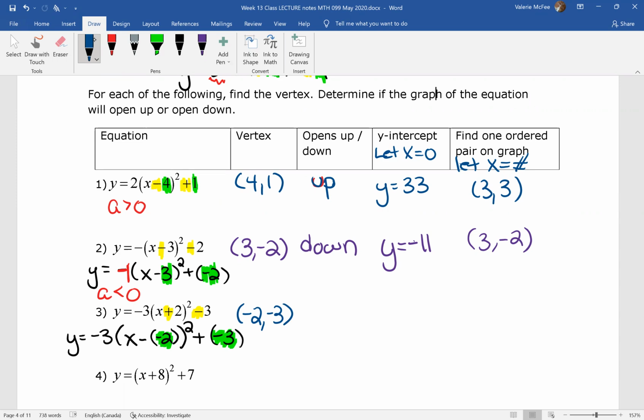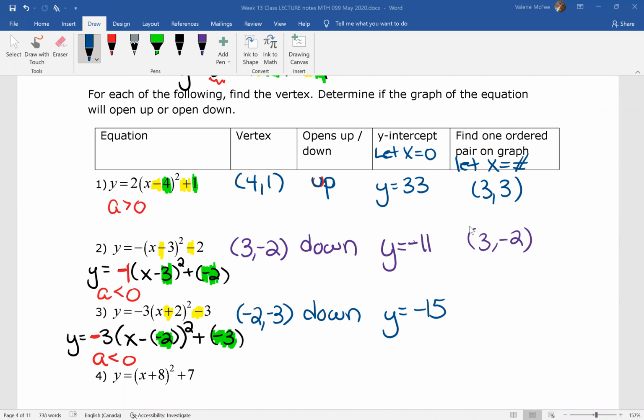Is this going to open up or down? A is less than 0 again. It's going to open down. Pause your video and find the y-intercept. Did you get y equals negative 15?